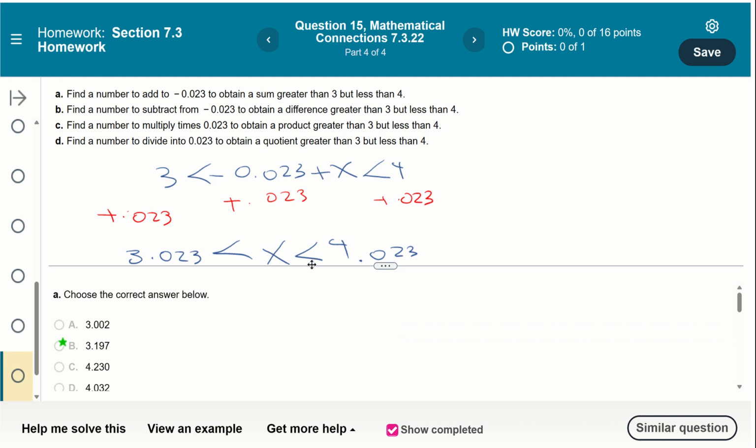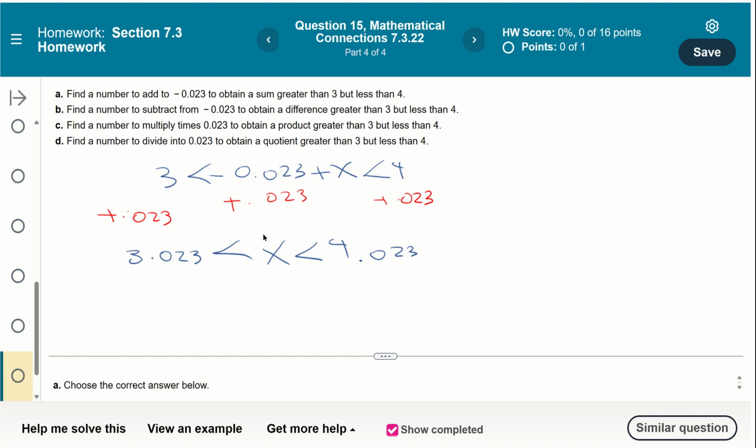Now you're simply going to pick one of those answers that fits this bill. You want the number to be between 3.023 and 4.023. If you look, the only one that satisfies that is 3.197. So that's how you approach these, and that's how you get them done. Just wanted to give you an example to get you rolling. All of them are going to be very similar. You just have to handle each situation based on whether it's an addition, subtraction, etc. But very, very similar.